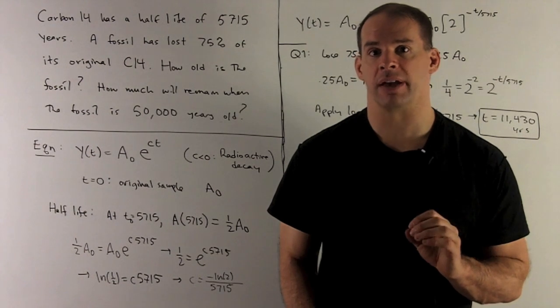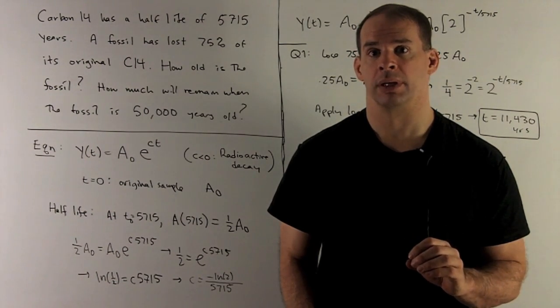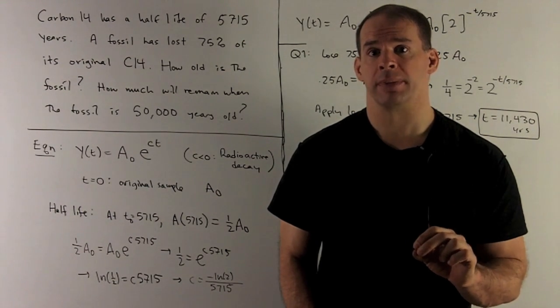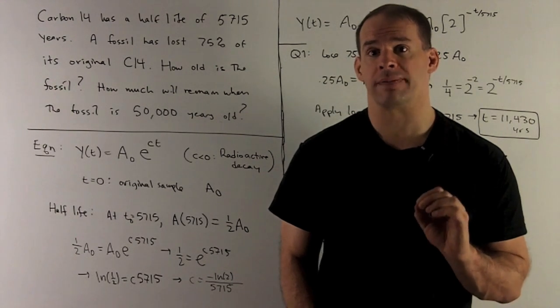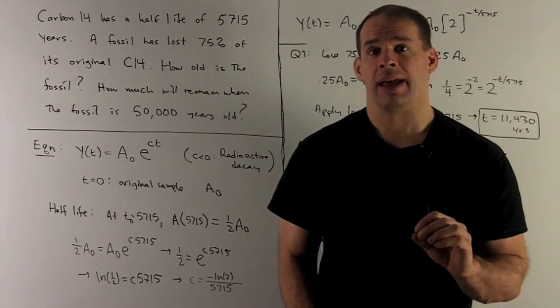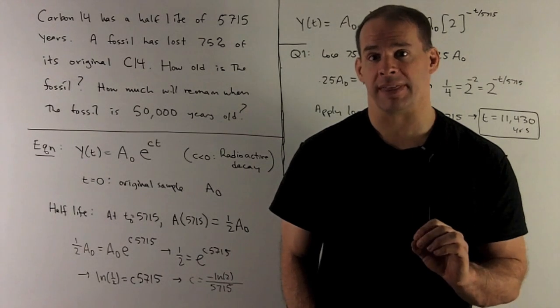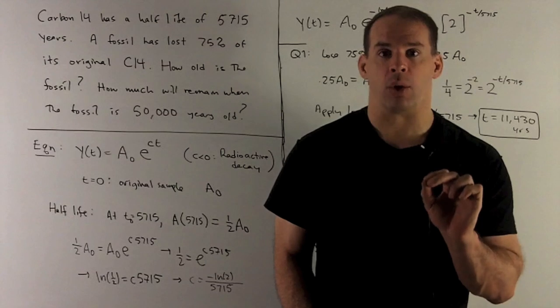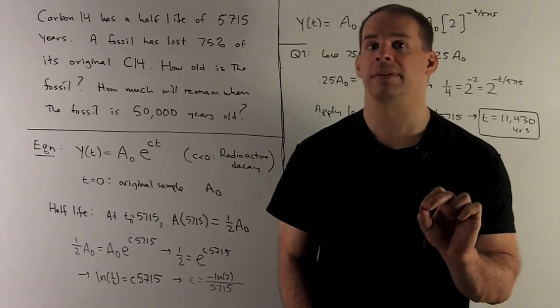Carbon-14 has a half-life of 5,715 years. We have a fossil which has lost 75% of its original carbon-14. How old is our fossil, and how much carbon-14 will remain when the fossil is 50,000 years old? So this is a radioactive decay problem. The tip-off is half-life.